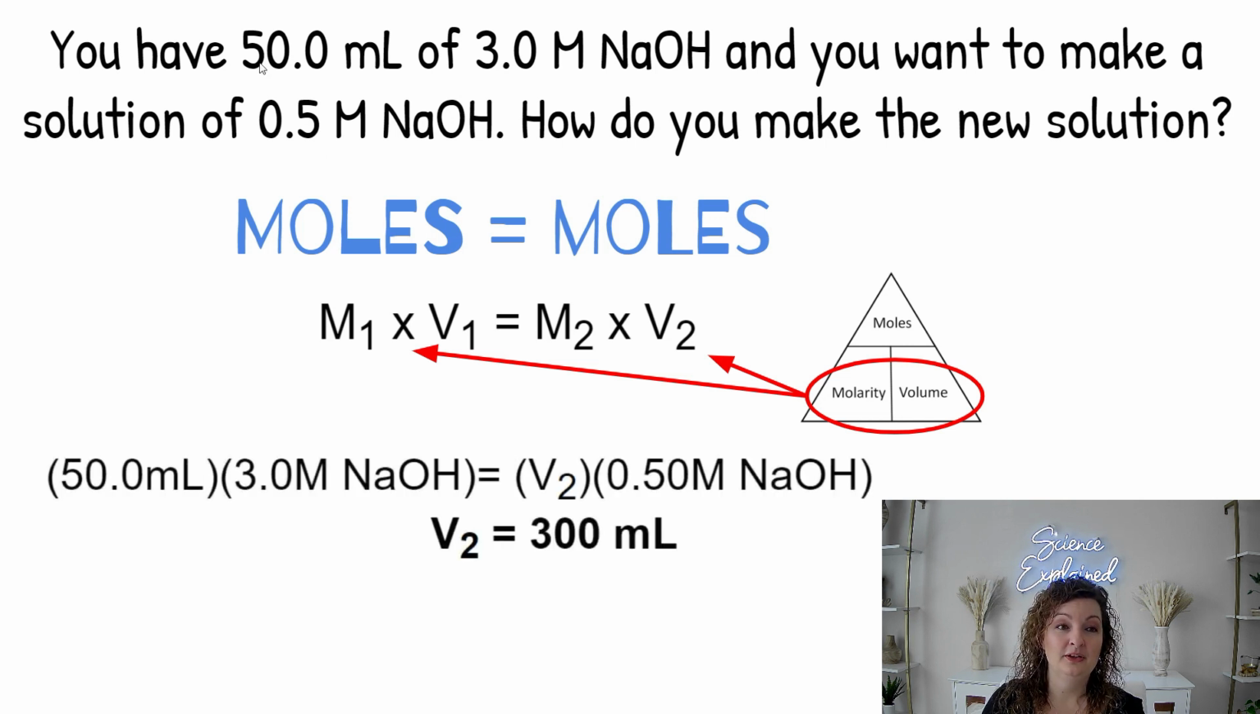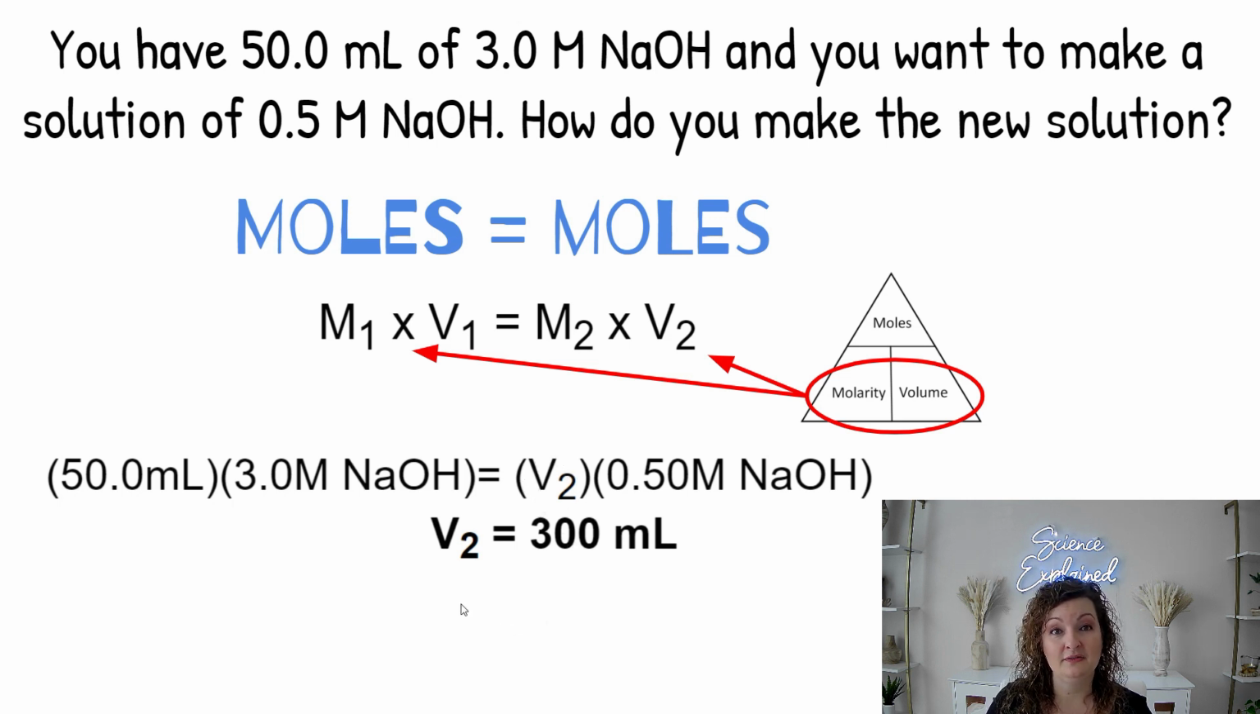So we're going to go with our 50 milliliters. That's the volume of our concentrated solution. And then 3 molar is going to be the molarity of our concentrated solution. And that is going to be equal to, what do we want? We want 0.5 molar, which is our diluted solution. And it does not give us our volume. The volume is going to be how much of the solvent we add. And that's what we're searching for. So that is our unknown.